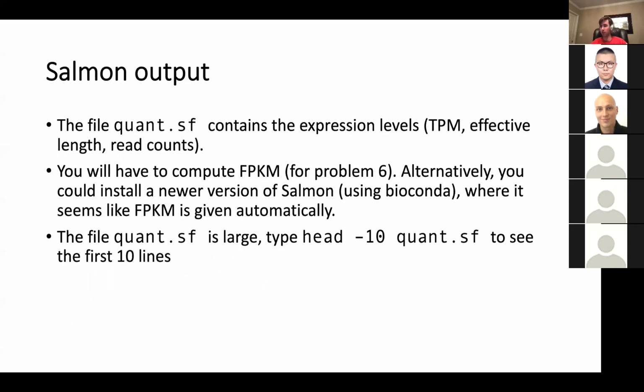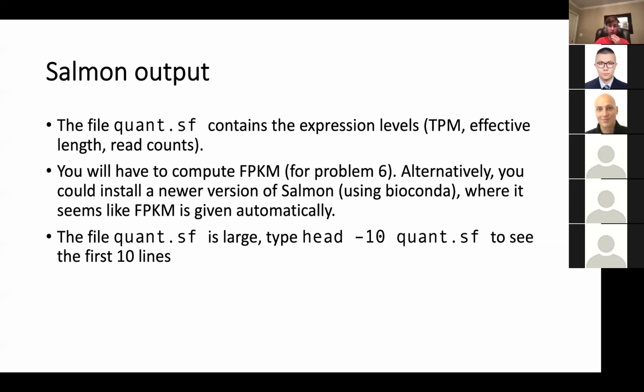Okay, so what does Salmon output? It's going to output a whole directory, but one of the files in this directory is called quant.sf, and it contains the expression levels, TPM, effective length, and read counts. I actually have to compute FPKM myself, because the version that we have isn't going to give you FPKM.